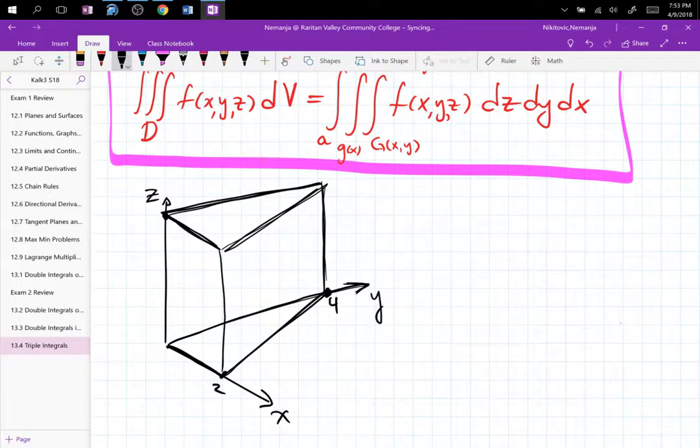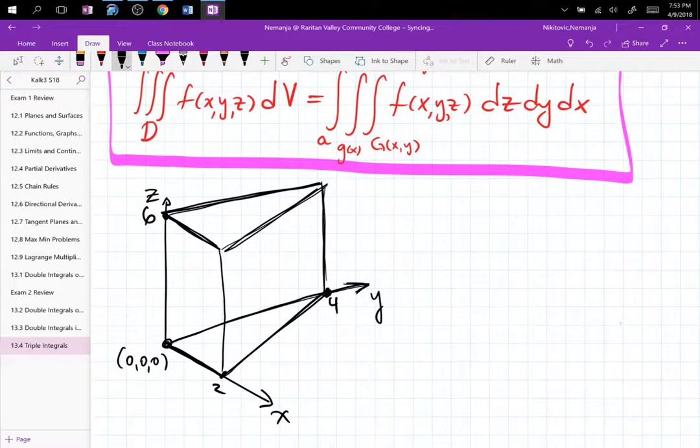So this is just a wedge. And I have 2, 4, and this is where 0, 0, 0 is. That's all I need to know. I need to know that this is also 6. And that's that.